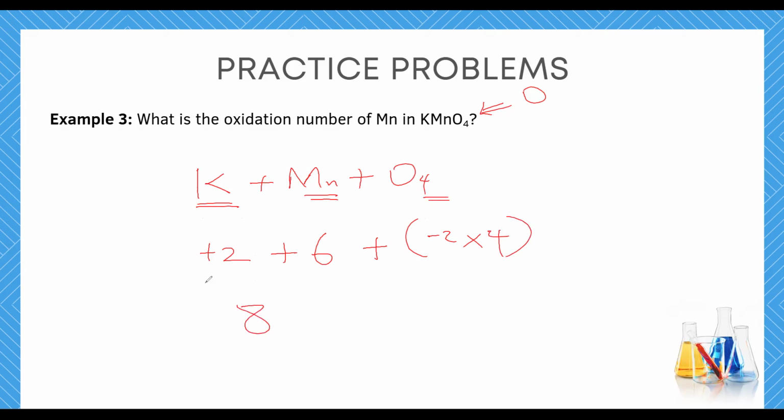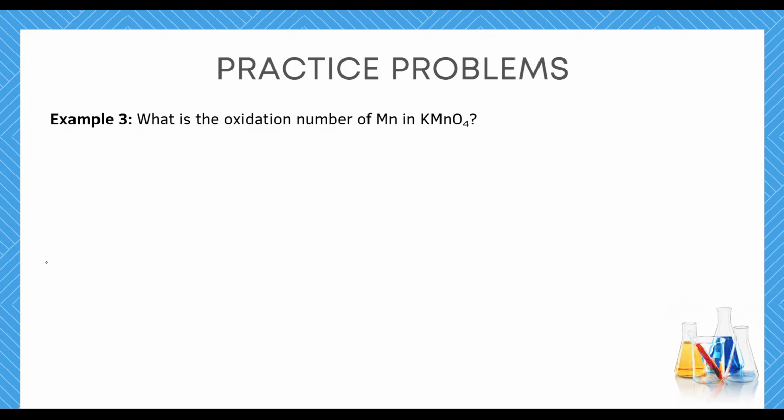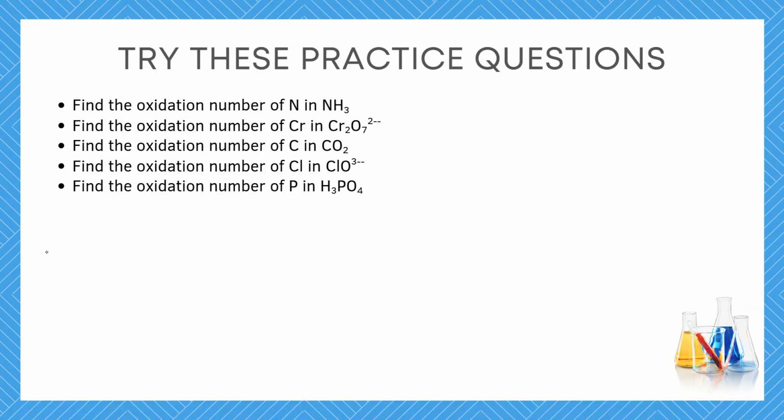So we have plus 2 plus 6 gives us 8. Then this becomes plus, in brackets, we have minus 8. Altogether, we have 8 minus 8. That gives us 0. So we are absolutely correct on this. The oxidation number of manganese in the compound is plus 6. So here are some practice questions that I want you to try out.